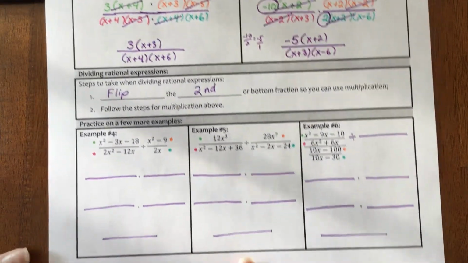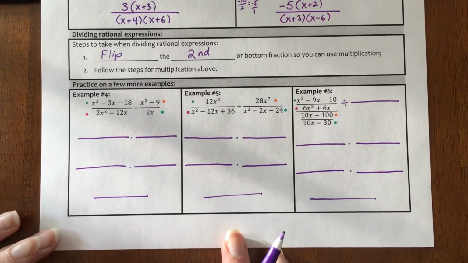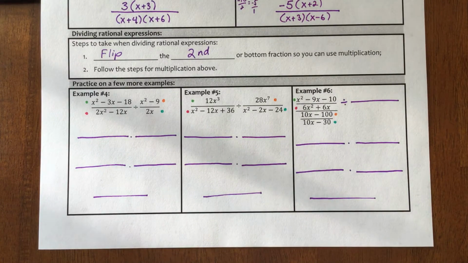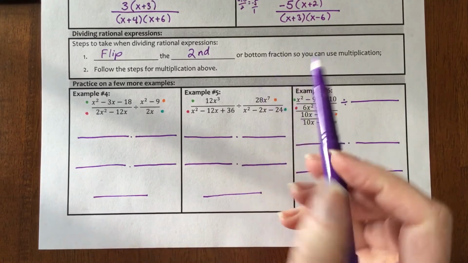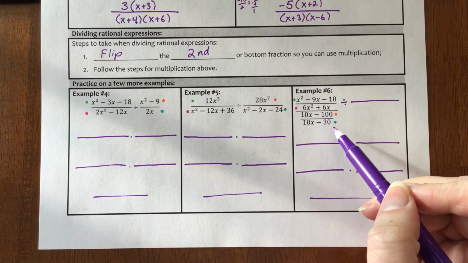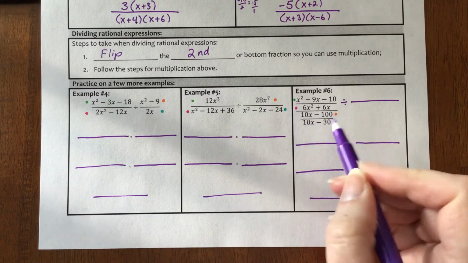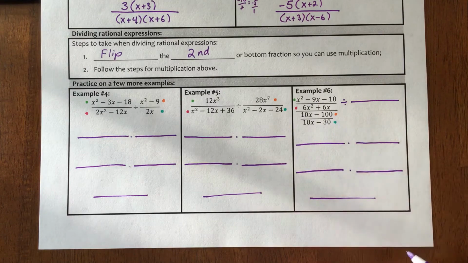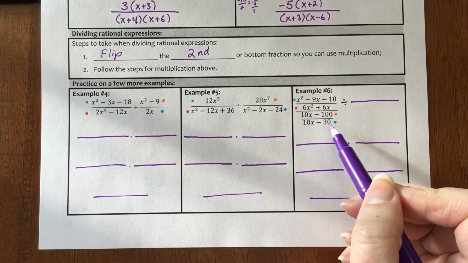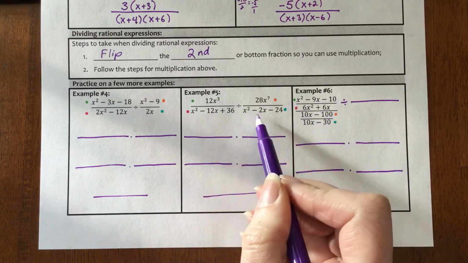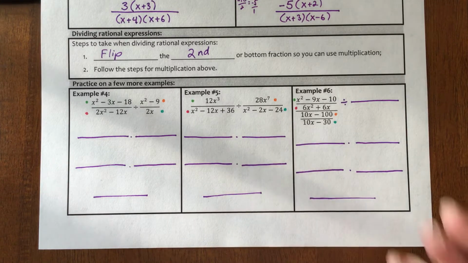Dividing basically includes the same things as multiplying, except we are going to flip the second or the bottom fraction over so that we can use multiplication. Now, when I do problems like number 6, where there's a top fraction, the pink and green, and a bottom fraction, the orange and blue, I like to rewrite these so that they look like problem 5, so that you can follow the same kind of pattern.